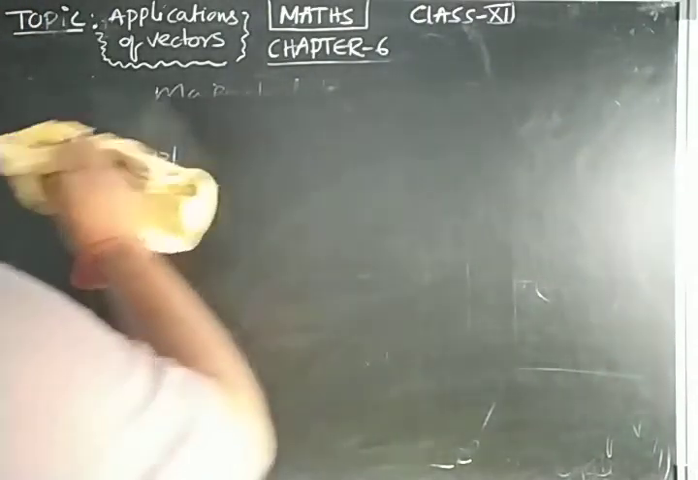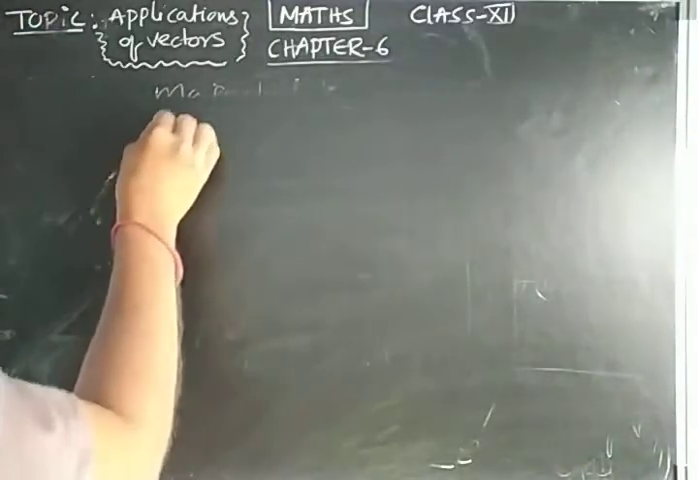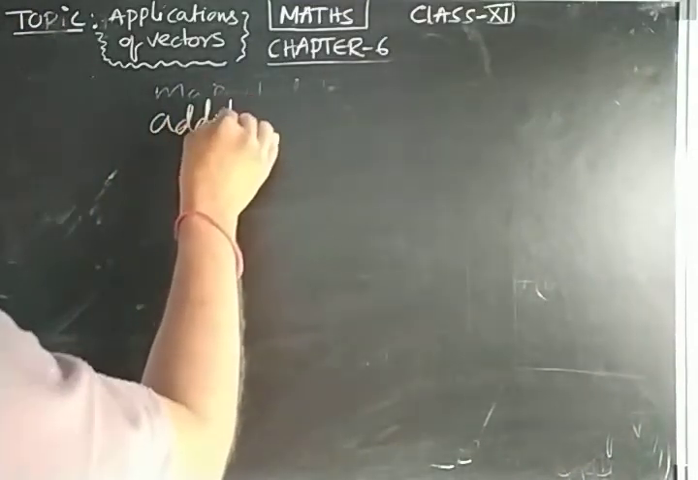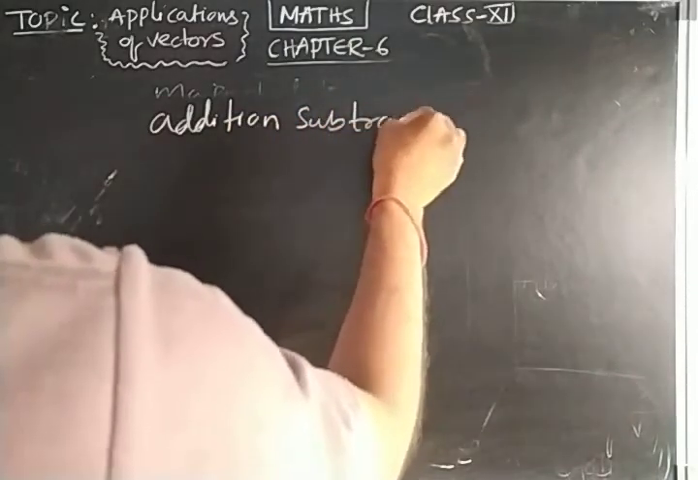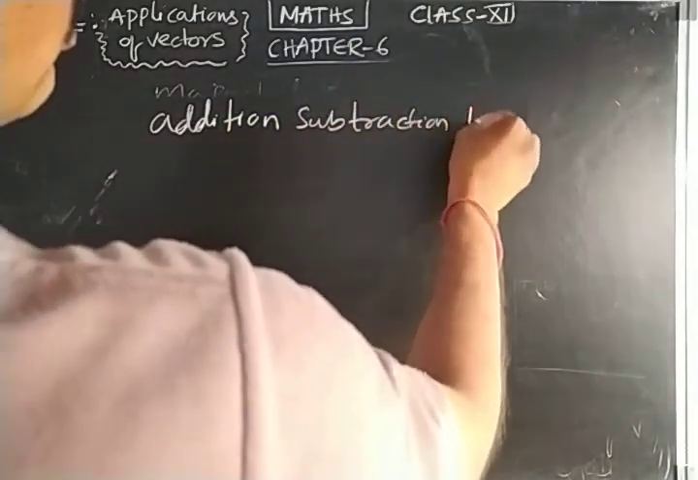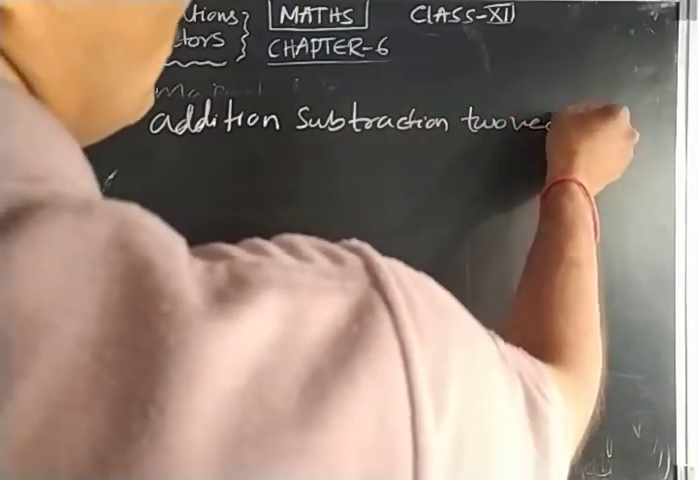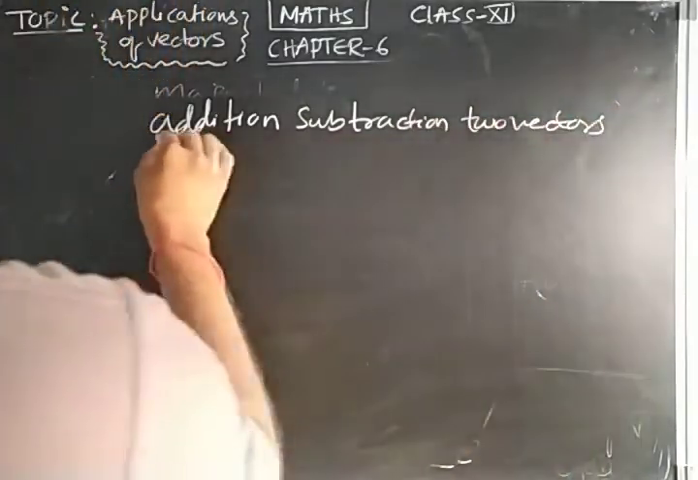Next, addition of two vectors. How to add two vectors? Addition and subtraction of two vectors.